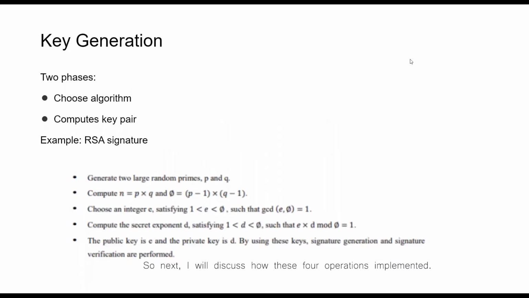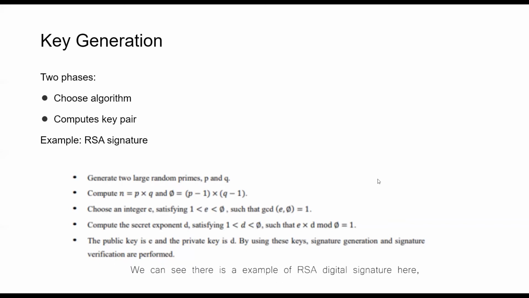Next, I will discuss how these 4 operations are implemented. Firstly, let's talk about key generation. In general, key generation has 2 phases. The first phase is to choose the algorithm, like DSA, ECDSA, or RSA. The second phase is to compute the key pair following the algorithm standard. You can see there is an example of an RSA digital signature here.